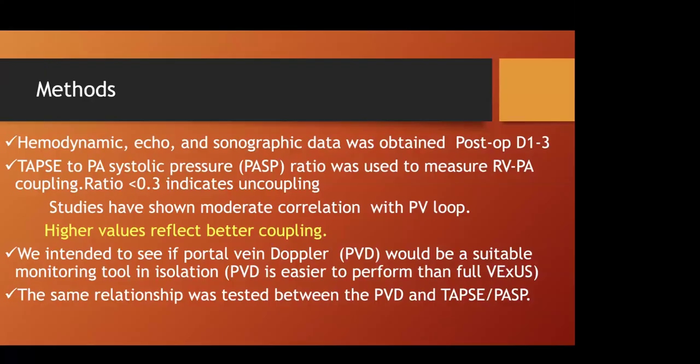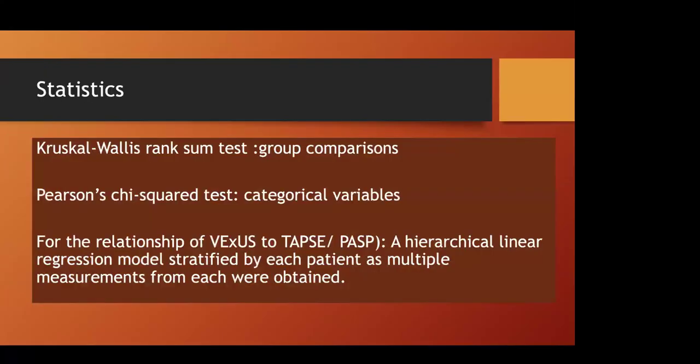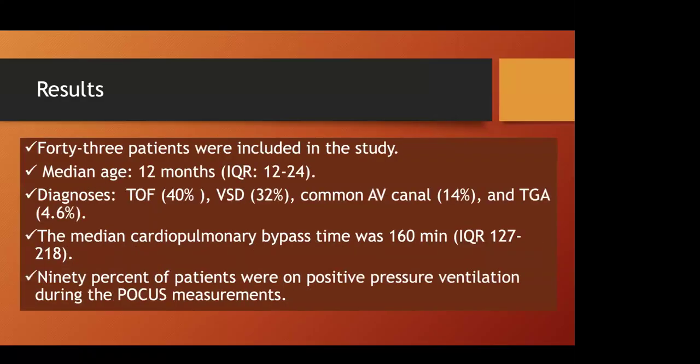So the usual statistics were comparison between the two groups, and we used a linear regression model because multiple pressure measurements were done, like day 1, day 2, day 3. So a hierarchical regression model was used to assess the association. Totally 43 patients were included in the study. The median age was around a year. Most of the cases were tetralogy or VSD. Of course, we had other combinations as well.